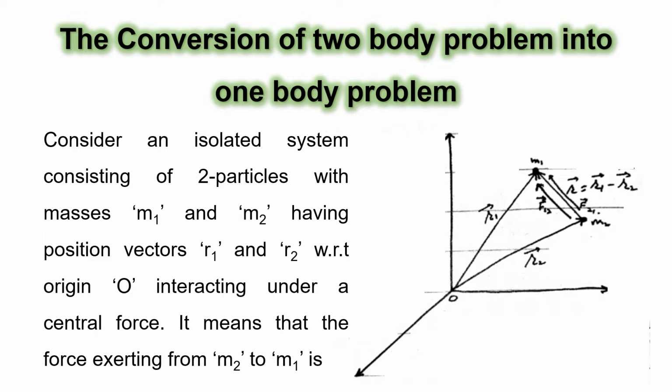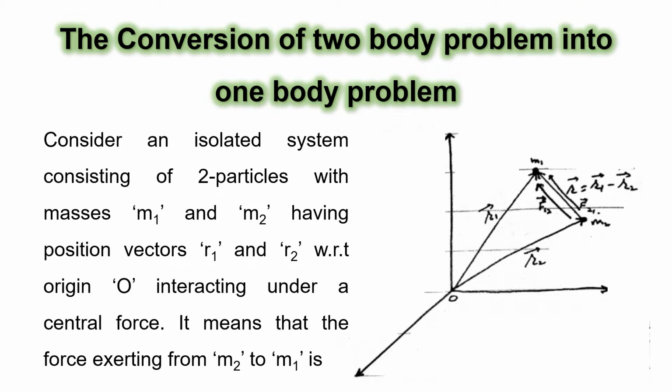Here you can see a graph or a picture that represents the three coordinates x, y, z and a central point, origin O. There are two position vectors r1 and r2. The position vector towards the mass m1 is r1, and the position vector towards the mass m2 is r2.